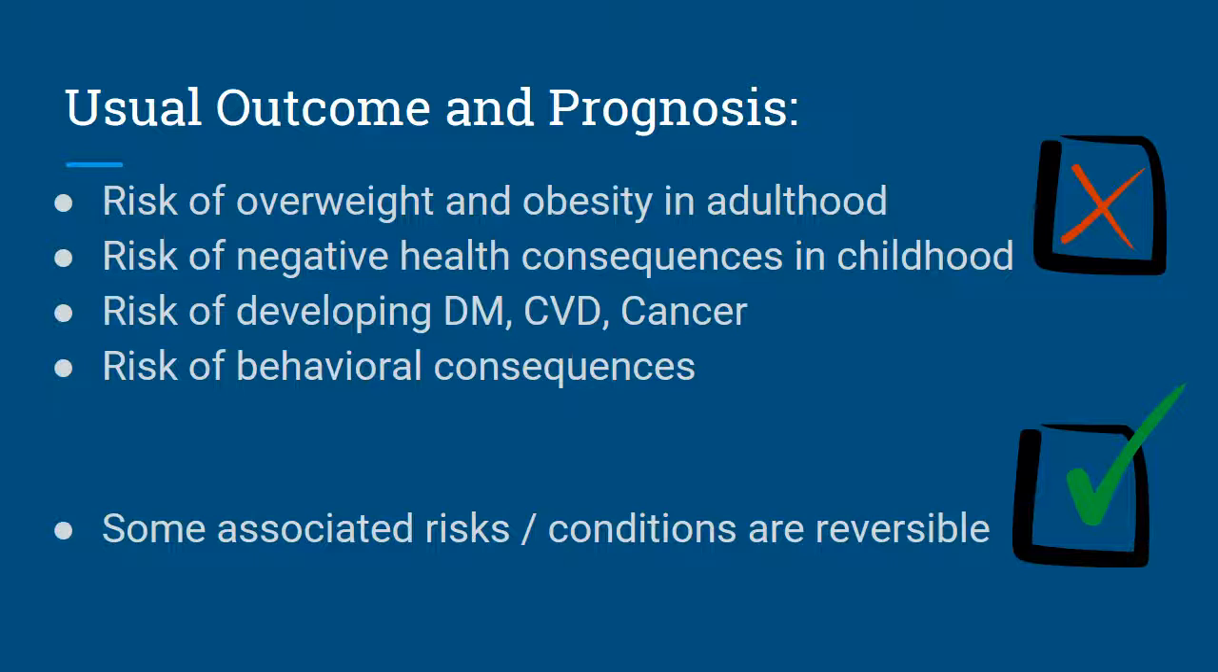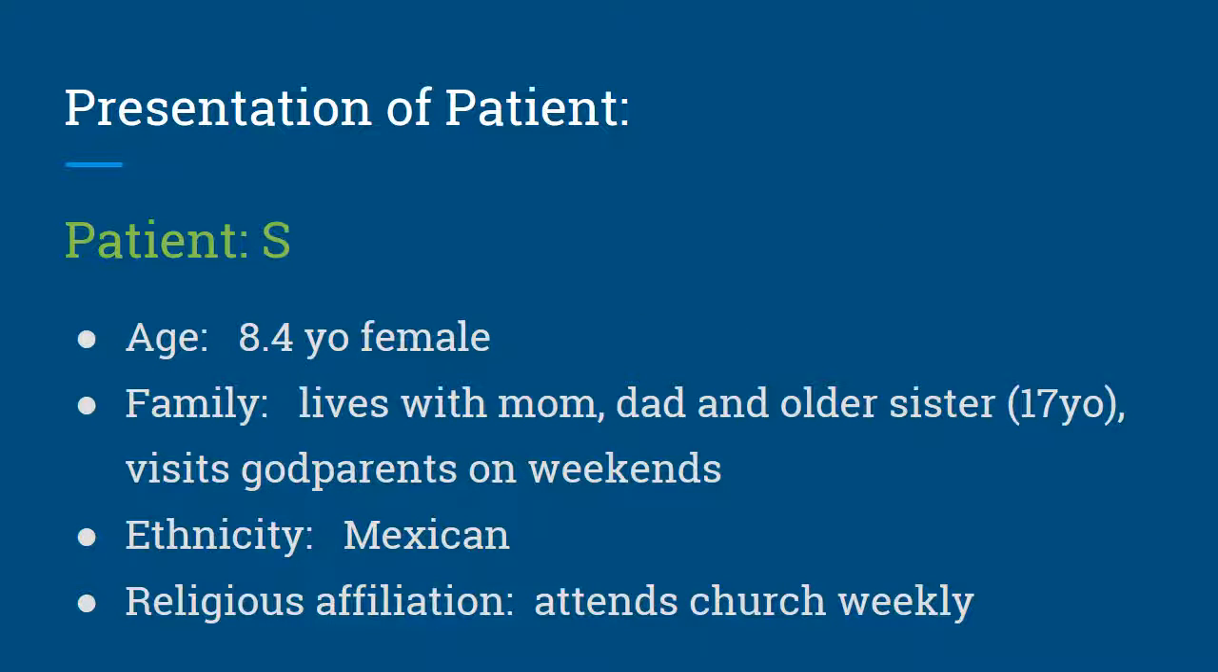Patient S was a patient that was seen at Duke Pediatric Healthy Lifestyles Clinic for obese children. Patient S is a female that is a little over 8 years old. She lives in a family situation with mom, dad, and older sister, and often visits family members such as her godparents on the weekends. She is of Mexican descent, and she attends church weekly with her family.